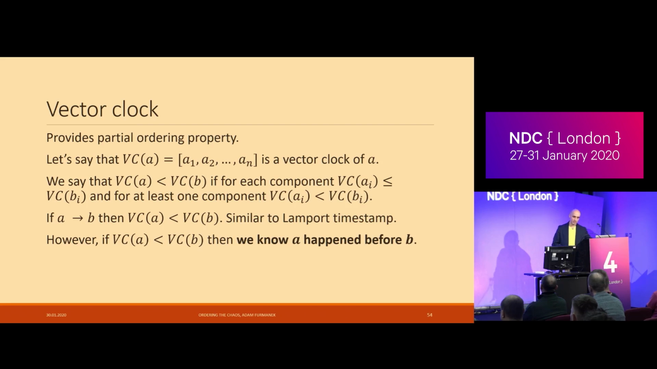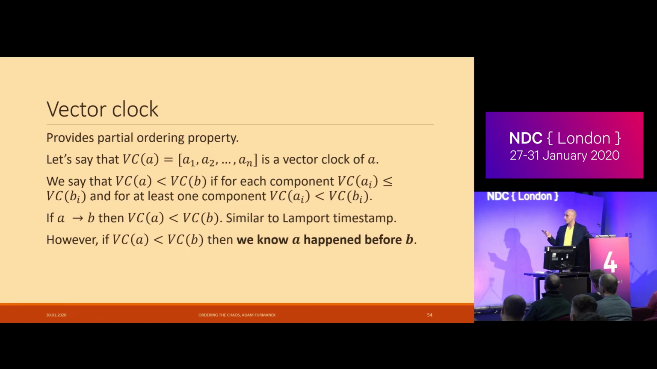Once we do have this relation, we can say that if we know that the vector clock of A is less than the vector clock of B, we know that A happened before B. This is something we didn't have before. Previously, we did know that if A influenced B, then its clock was strictly less than the other. But now we can just compare the clocks, and as long as they are in this relation, we can tell which event happened before the other one, okay?